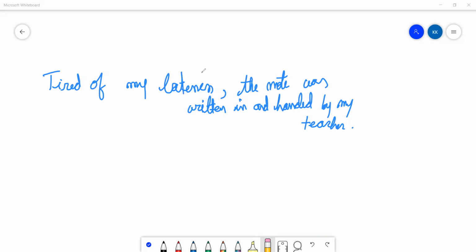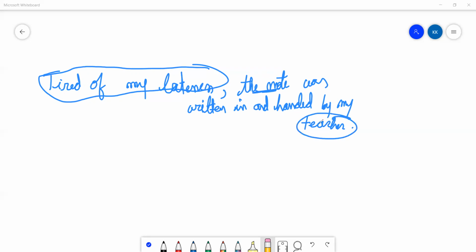Very good, Avishi. So the introductory clause doesn't have to be defining the subject only. So here, tired of my lateness. Can a note be tired of somebody's lateness? It cannot be, right? What is the other subject that you have? The teacher, right? In the sentence, you either have note as one of your subjects or you have teacher as your subject. So whenever you have an introductory clause, you can also ask the question who or what. So who was tired of my lateness? The teacher. Note cannot be tired, right?